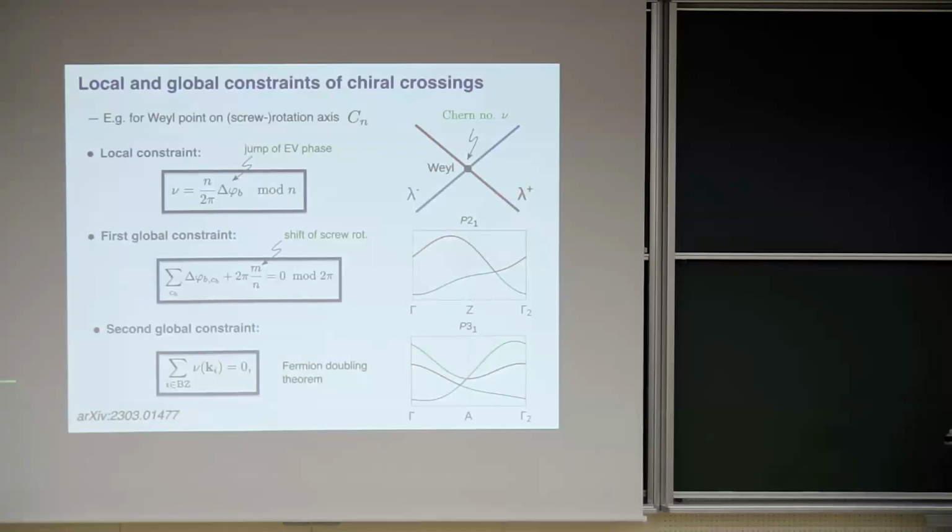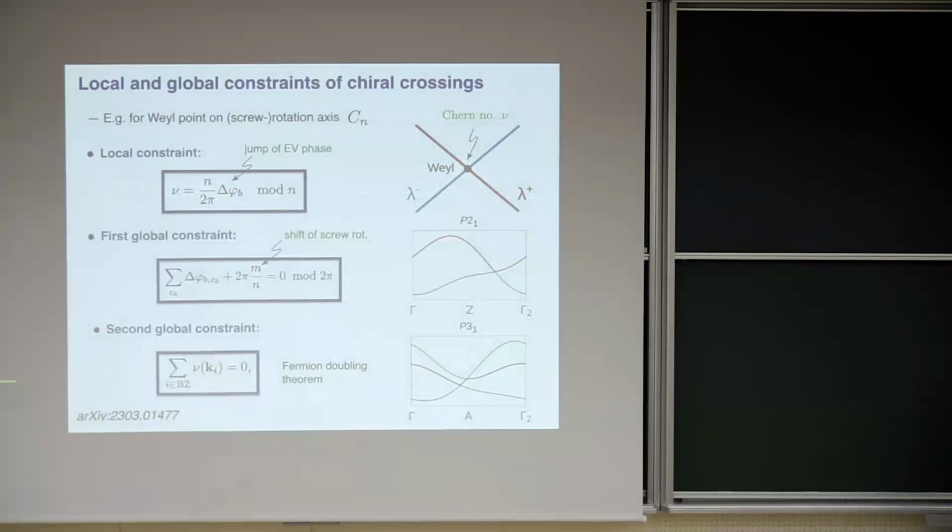to the jump in the eigenvalue. So for example, if we have a rotation symmetry, we can label the states in terms of the eigenvalue of this rotation symmetry, here lambda plus and lambda minus. And these eigenvalues usually have a phase. What happens at this crossing point is that you have a phase difference between lambda plus and lambda minus. This is delta phi. And there's a general condition which relates this Chern number to this jump in the phase. So this is the first constraint.